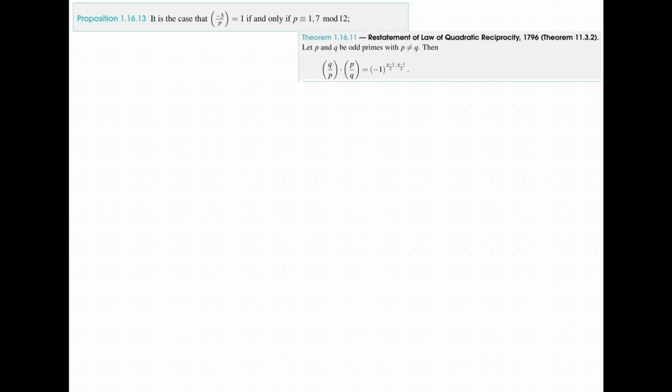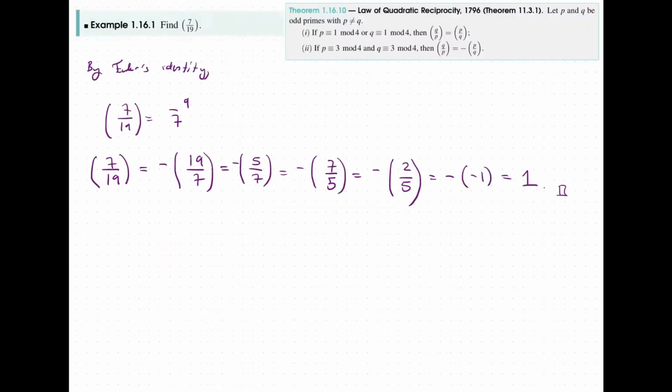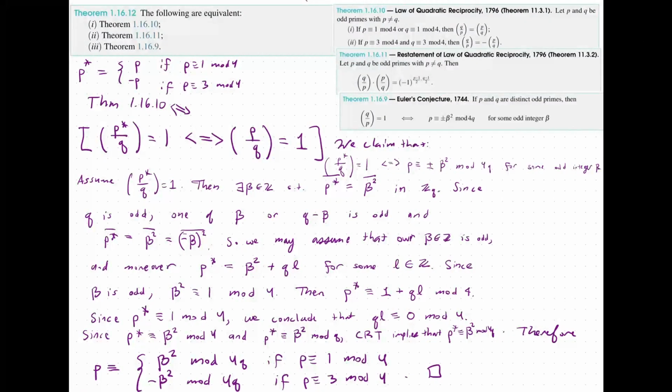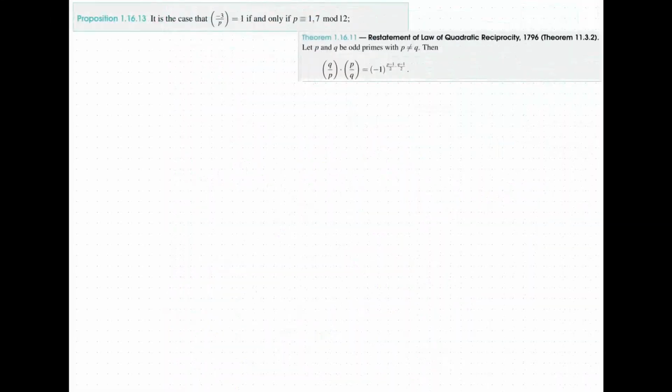So how do we show this using the law of quadratic reciprocity? In the lecture notes, I do the proof of this proposition in 3 different ways. If you go to the lecture notes, you'll find one argument that uses Theorem 1.16.10, and another argument that uses Euler's conjecture to deduce the desired congruences on p, namely p is congruent to 1 or 7 mod 12. Today I'm going to just do the case when we apply Theorem 1.16.11. So here's how we do this.